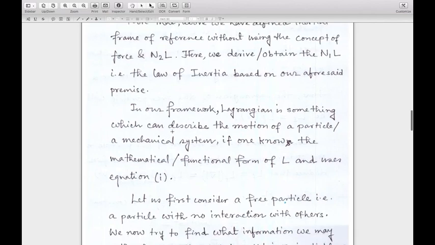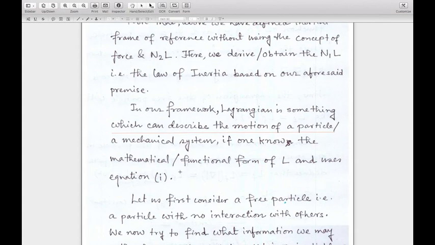Now in our framework, the Lagrangian is supposed to be fundamental to describe the motion of a particle. That is something you have to understand here. Here we don't have the equations of motion because we are not going through Newton's laws, right? We will say that the Lagrangian is the holy grail, and it has all the information which can describe the motion of a mechanical system.